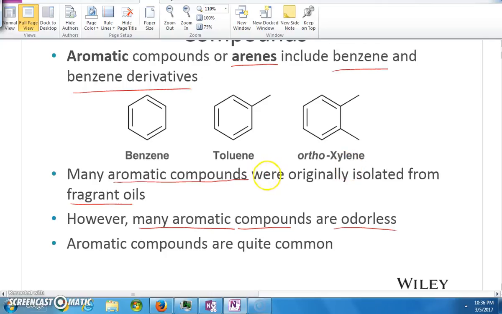Examples of aromatic compounds in addition to benzene include things like toluene, orthoxylene, phenol, aniline, benzaldehyde, benzoic acid. These are just some examples. Now, many aromatic compounds were originally isolated from fragrant oils. In other words, they had great flavors. However, interestingly, many aromatic compounds are odorless. They don't really have any odor.